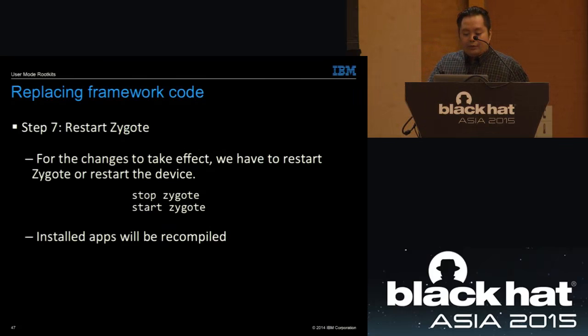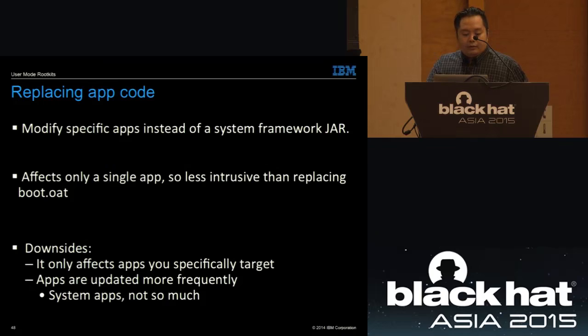But our next option won't have that downside, because here we are replacing a specific app instead of a system framework jar. It affects only a single app, so it's less intrusive than replacing boot.out. The downside is it only affects the apps you specifically target. So if you only target a single app to hide your malicious application, when the user uses another app, your changes will not take effect.